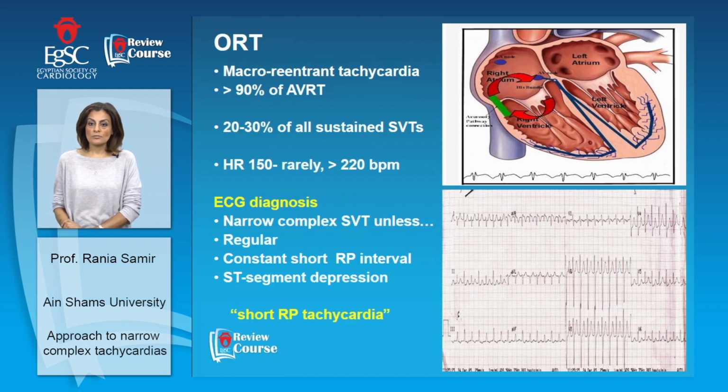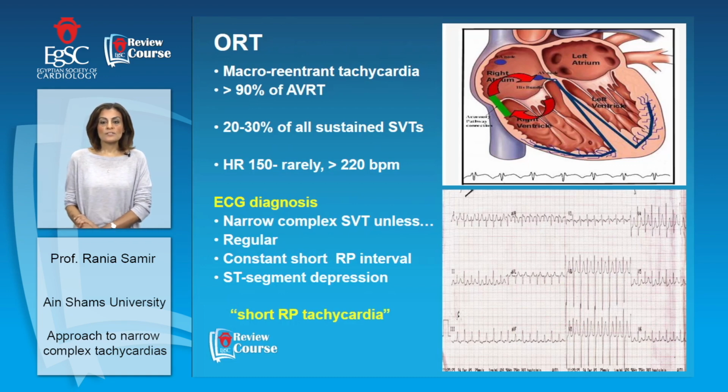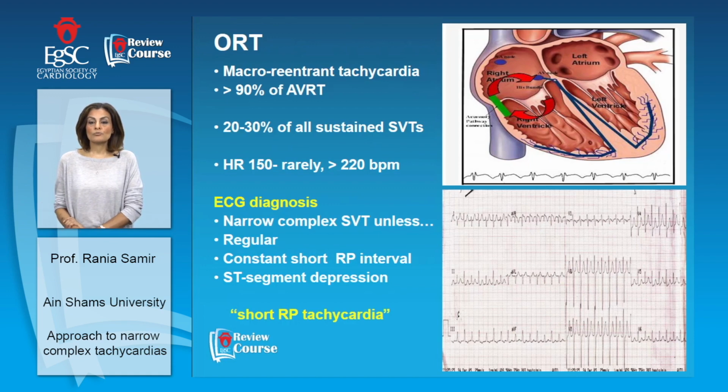After it goes down through the AV node and activates the ventricle, it retrogradely conducts through the accessory pathway up and activates the atrium. And the re-entry circuit moves in a circular fashion in this direction. So since the antegrade limb is through the AV node, this produces a normal morphology, a normal duration of the QRS, because the antegrade conduction is through the AV node, which is the normal conductive pathway of the heart.